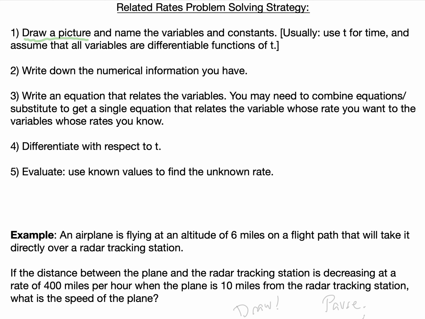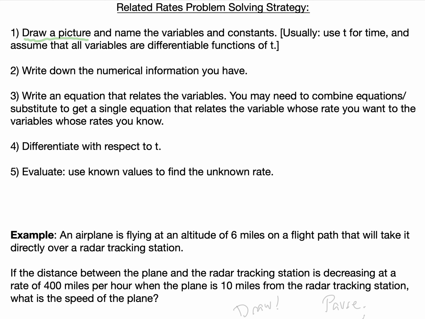We'll then write an equation that relates those variables together. You might need to combine equations or substitute in order to do this. And then we'll differentiate that equation with respect to t. And we'll use known values to find whatever unknown rate we're looking for.